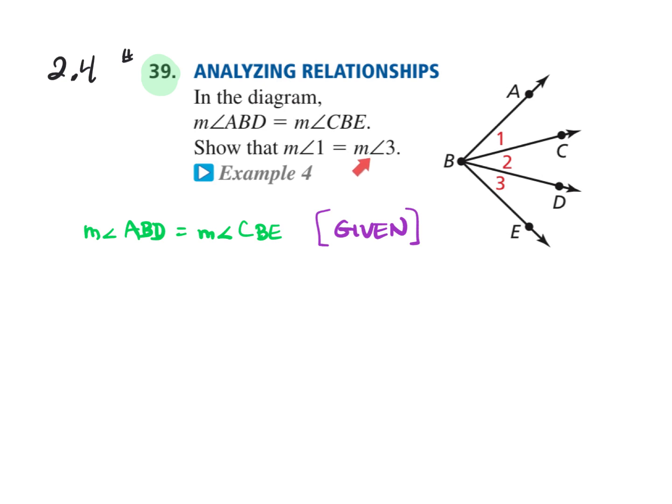When you're faced with a problem like this, it's really smart to try to see these things in the picture. Where is angle ABD in the picture? Where is angle 1 and angle 3, etc.? So let's start by clearly identifying who angle ABD is and angle CBE. Angle ABD is this rotation, and this is the interior. So that angle is comprised of angles 1 and 2.